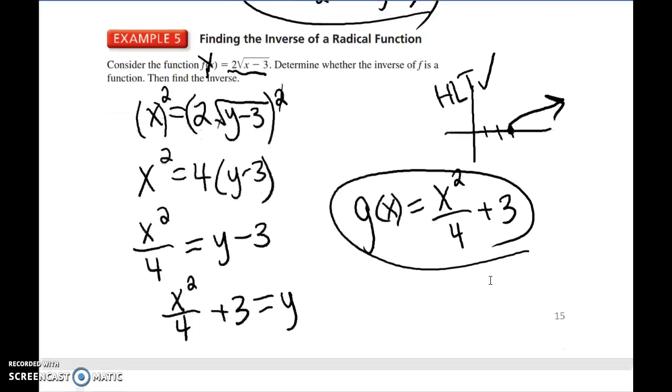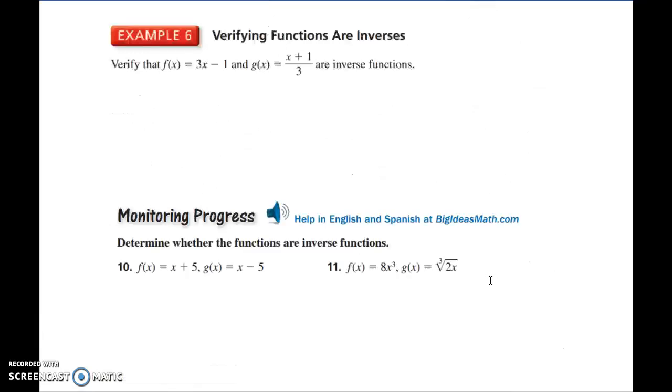Now I want you to go to the next page, example 6. For example 6, we want to verify that the functions are inverses of each other, f and g. In order to do this, we have to calculate f of g of x and g of f of x, and then simplify, and we should get x for both answers. If this is true, then they are inverses. If this is not true, then they are not.